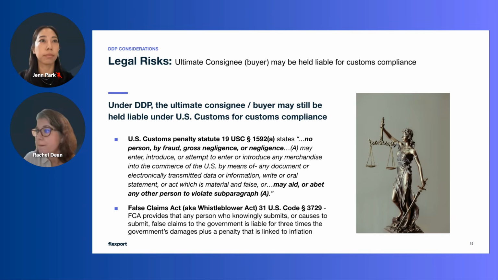So let's look at this other piece of legislation, the False Claims Act, also known as the Whistleblower Act, under 31 U.S.C. 3729. The FCA provides that any person who knowingly submits, or causes to be submitted on your behalf, false claims to the government is liable for 3 times the government's damages plus a penalty that's linked to inflation. This is one that you're hearing a lot of people in compliance talk about because just recently, in August of this year, there was a decision that came down against Allied Stone, a $12.4 million anti-dumping duty evasion case for courts.